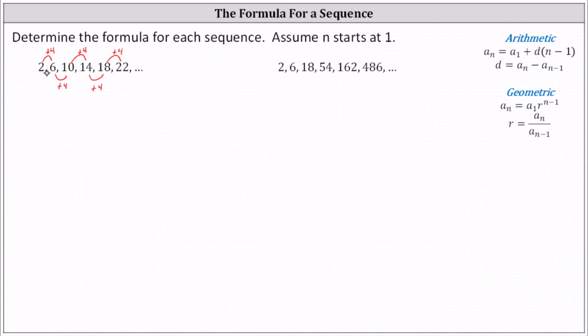Because the first term is a sub 1, we say a sub 1 equals 2. And again, because the pattern is the terms are increasing by 4 each time, we say the common difference d equals positive 4. But take a look at the notes on the right.